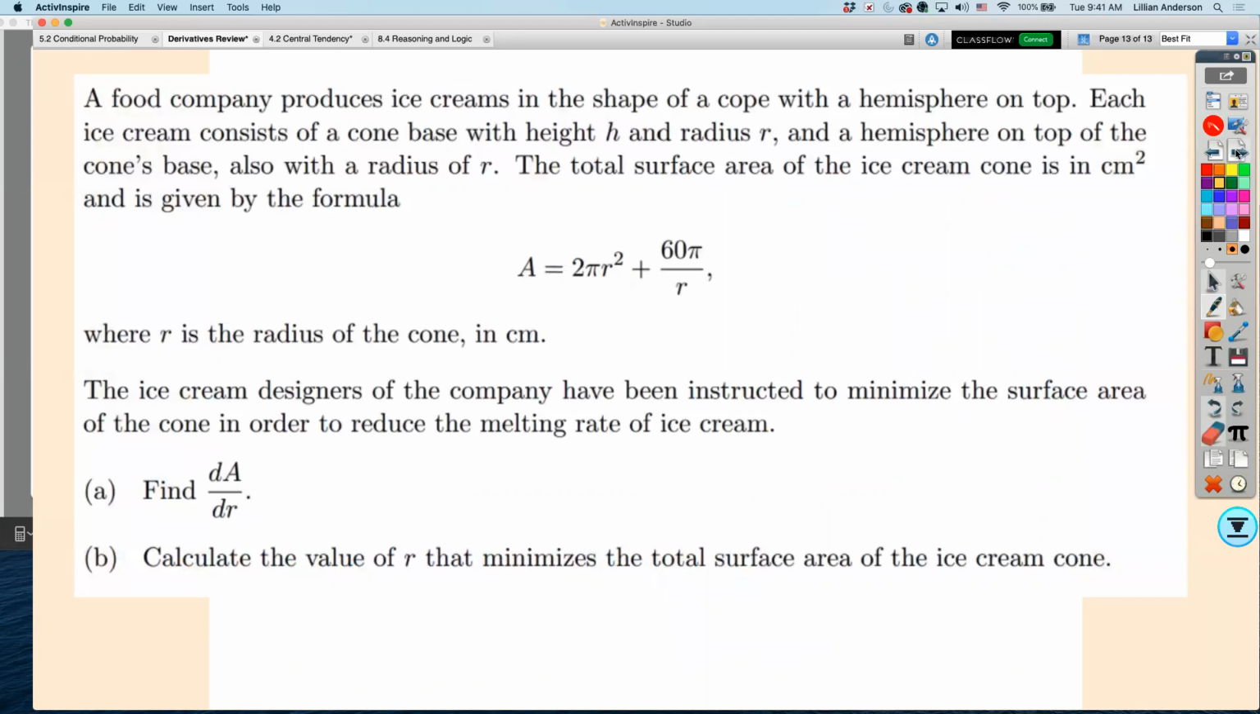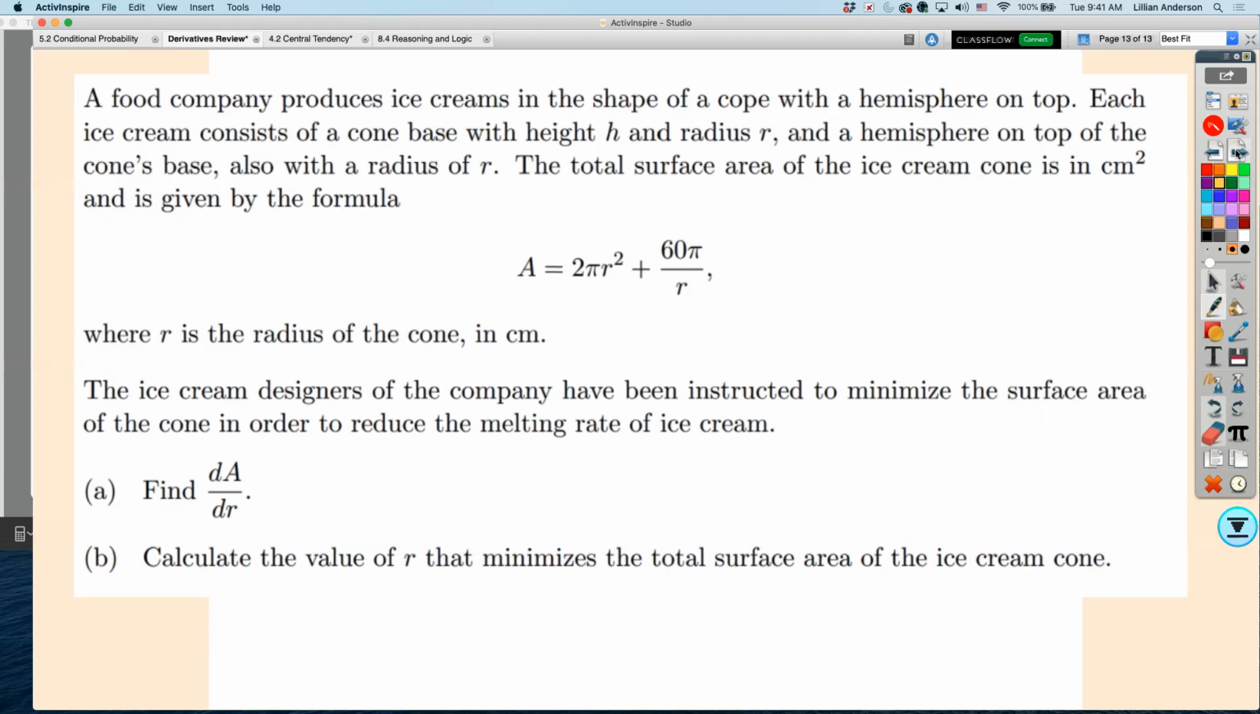And so for our last example, here's one right here. It says a food company produces ice creams in the shape of a cone with a hemisphere on top. It should be a cone, not Coke. Each ice cream consists of a cone base with a height h and a radius of r, and a hemisphere on top of the cone's base, also with the radius of r. The total surface area of the ice cream cone in centimeters squared is given by the formula. They gave you a formula already. We didn't have to create it. We take that as a blessing.